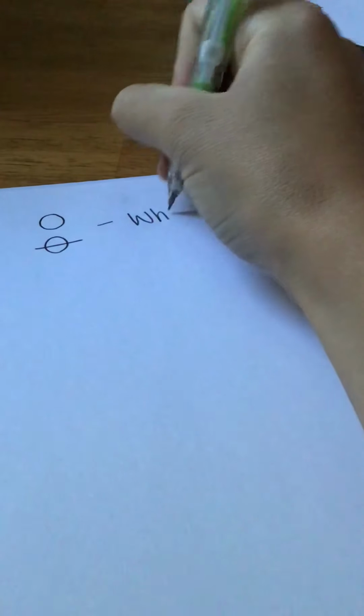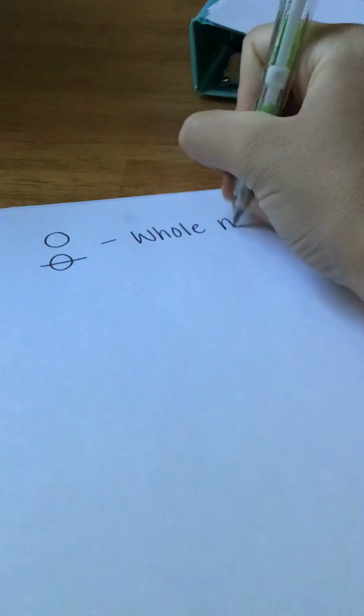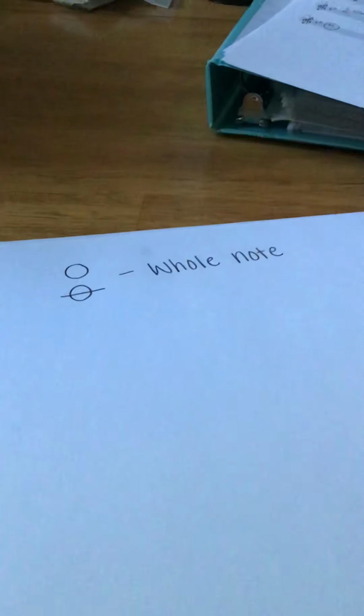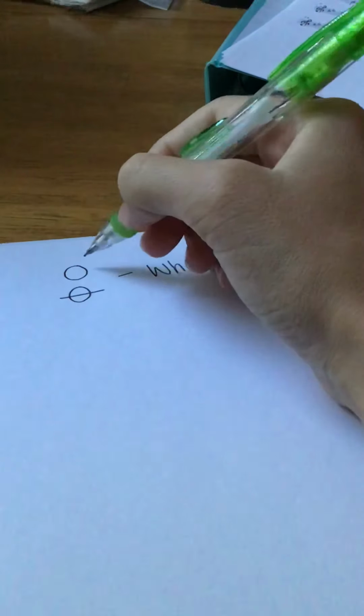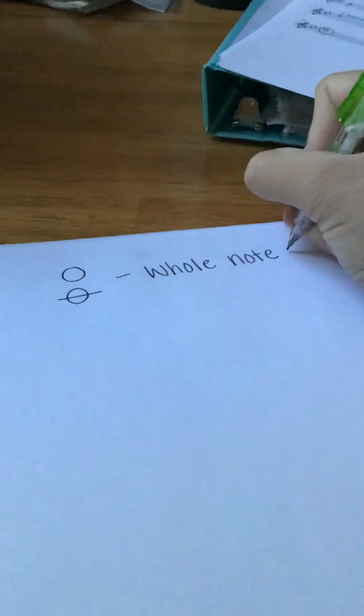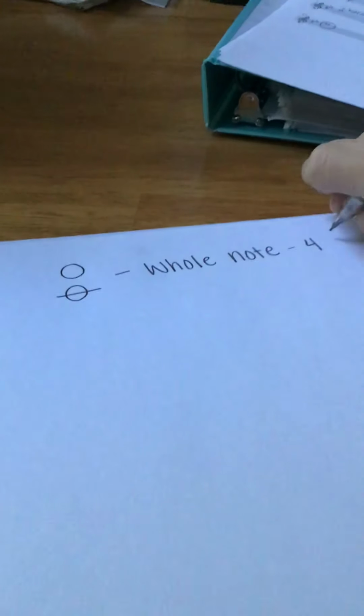Okay, a whole note. And there's actually two ways you can remember this one. The first one is that it looks like a hole. Haha, knee slapper, okay? So a whole note looks like a hole. A whole note gets 4 beats.